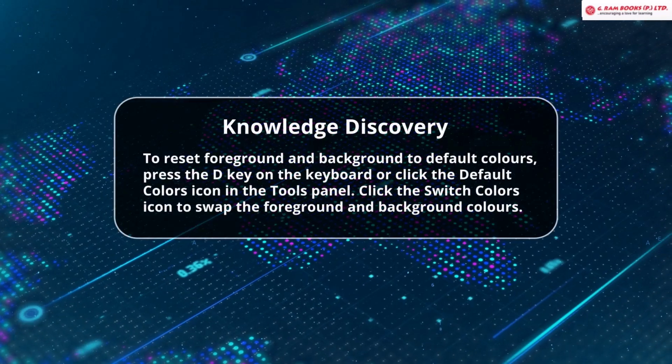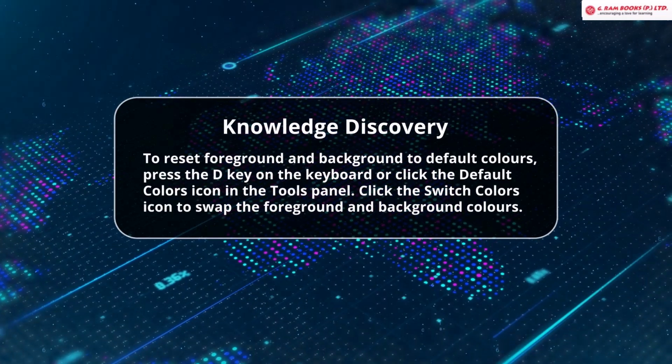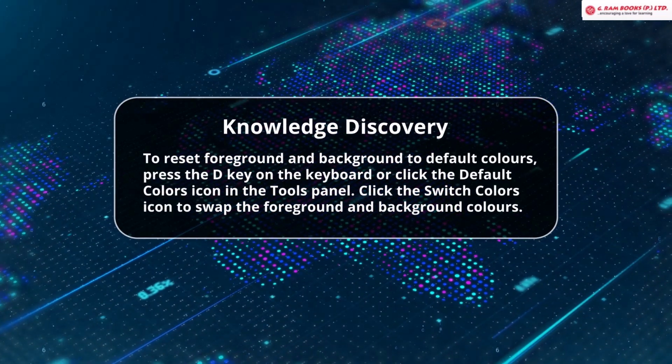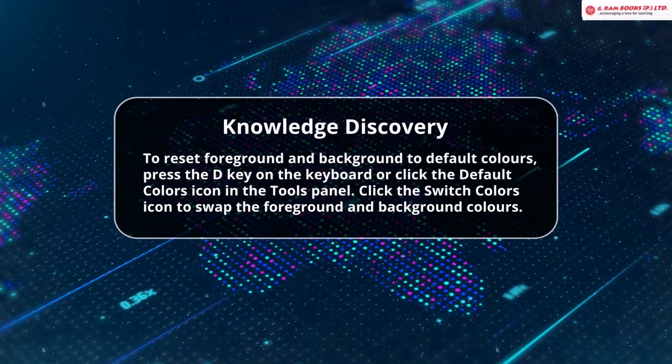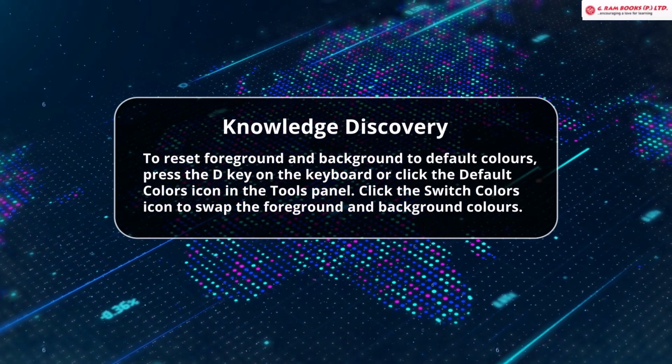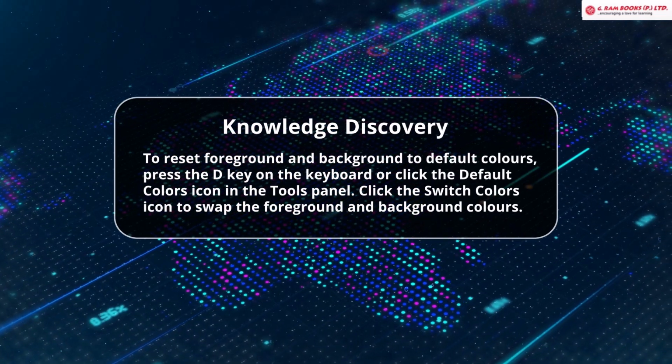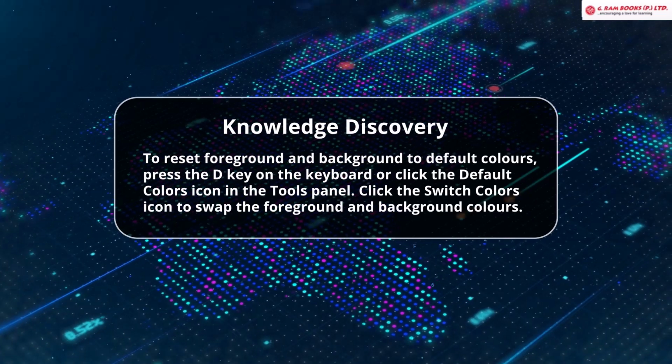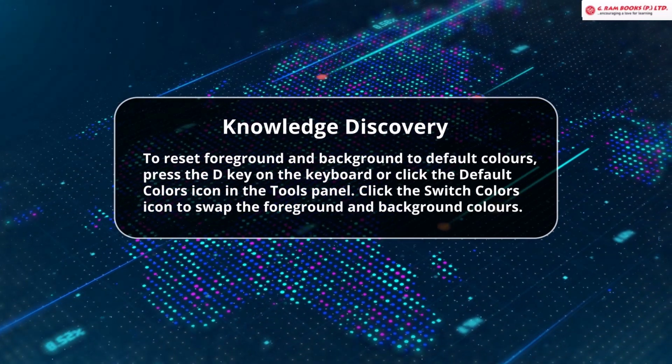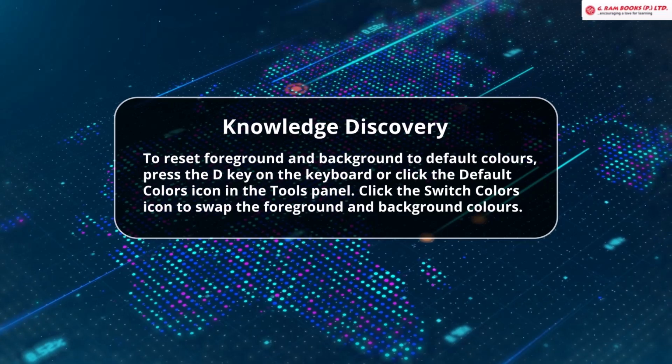Knowledge discovery. To reset foreground and background to default colors, press the D key on the keyboard or click the default colors icon in the Tools panel. Click the Switch Colors icon to swap the foreground and background colors.